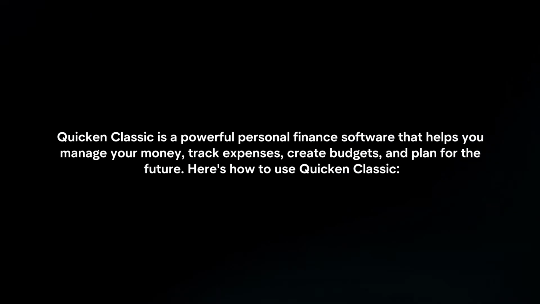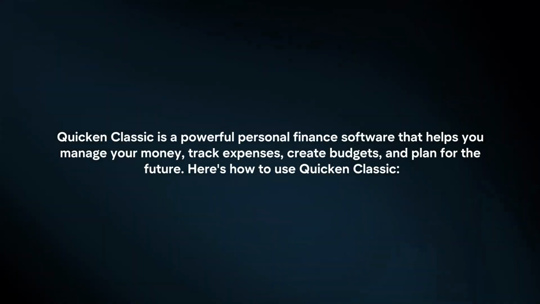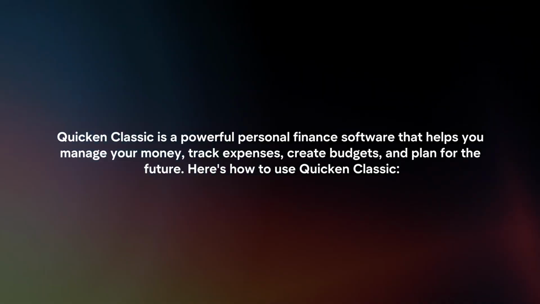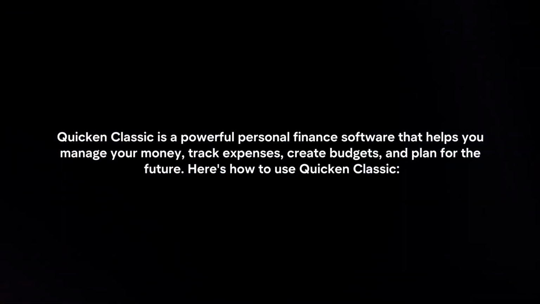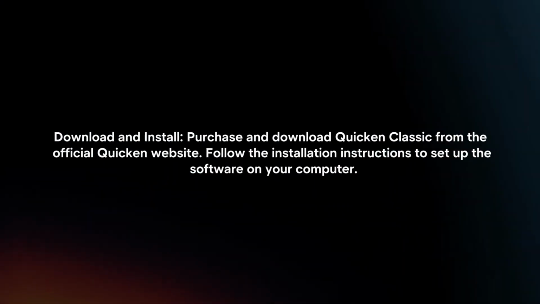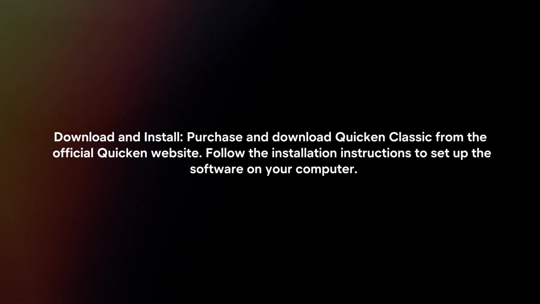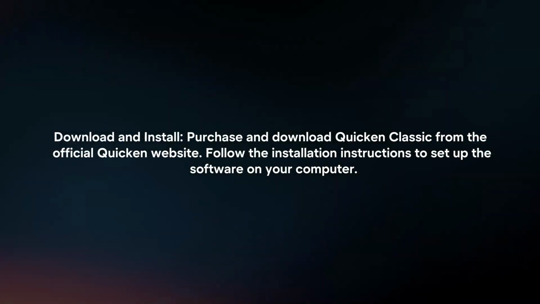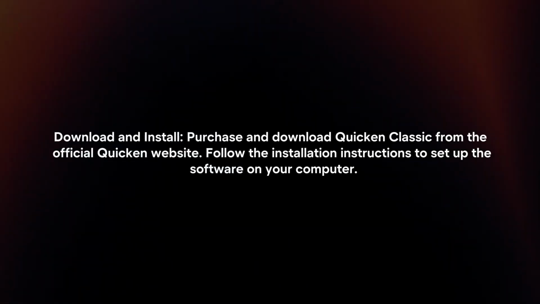Quicken Classic is a powerful personal finance software that helps you manage your money, track expenses, create budgets, and plan for the future. Here's how to use Quicken Classic. Download and install. Purchase and download Quicken Classic from the official Quicken website. Follow the installation instructions to set up the software on your computer.